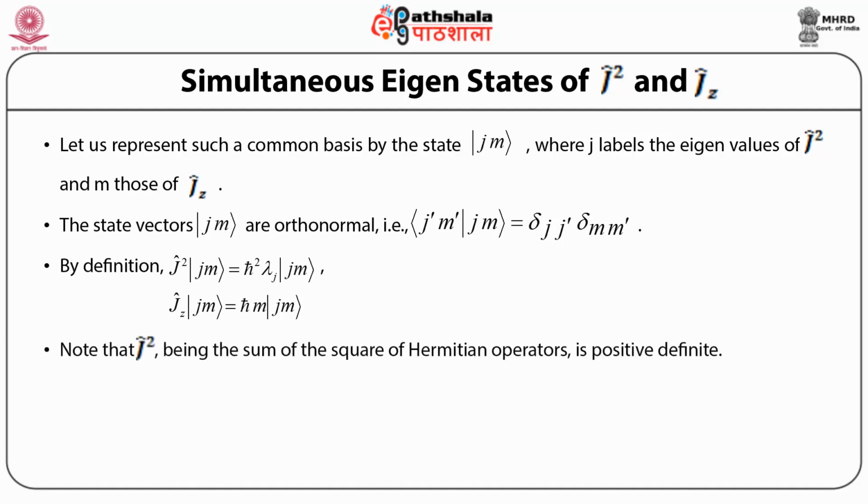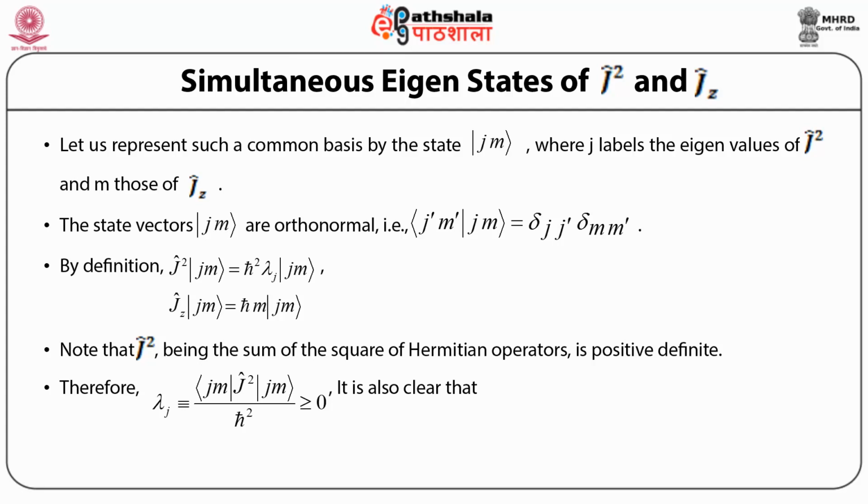Note that operator J², being the sum of the squares of Hermitian operators, is definitely positive. Therefore, λj, which is given by ⟨jm|J²|jm⟩ divided by ħ², is greater than or equal to 0.